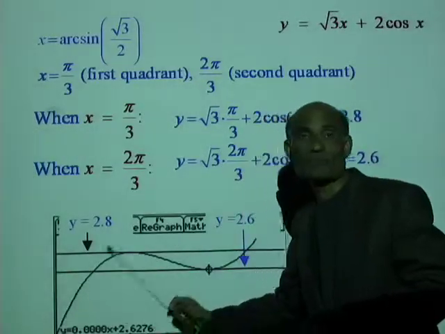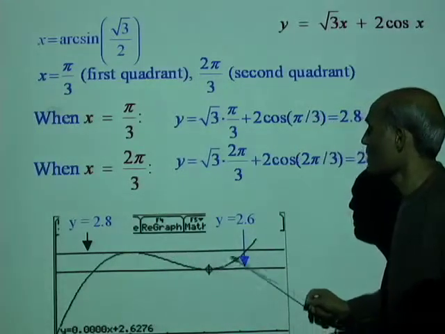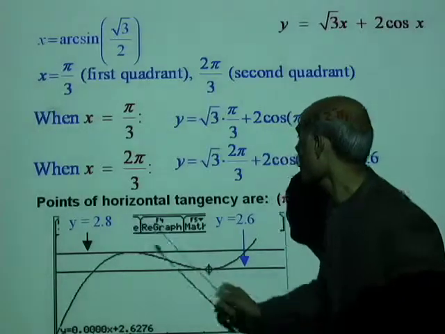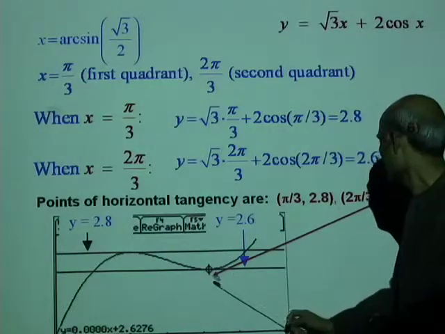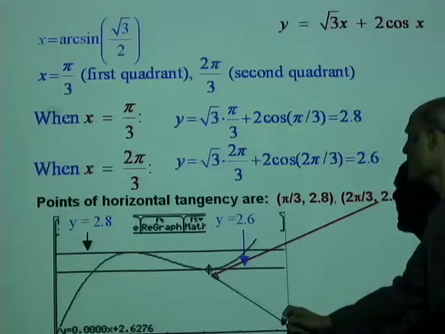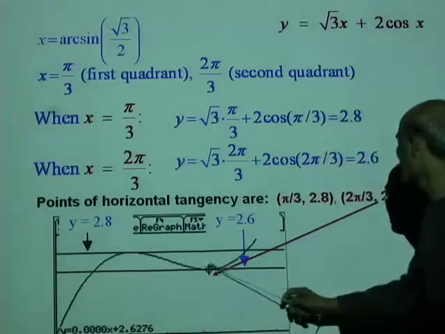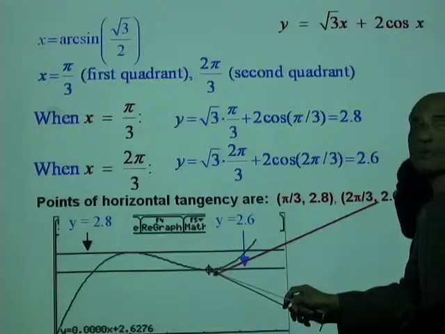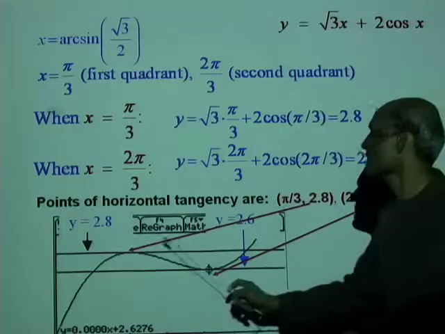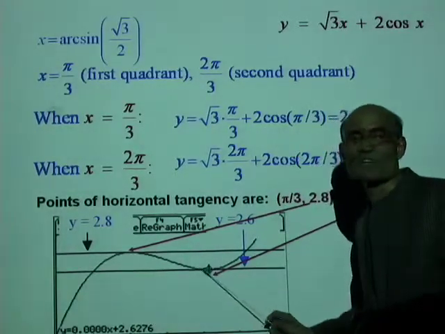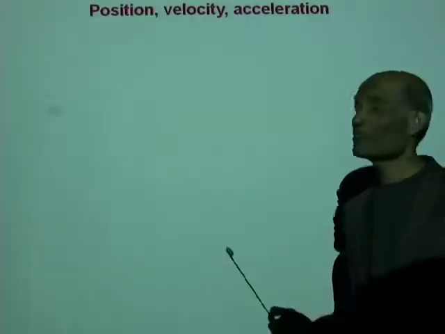Now look at the graph of this function. This is the graph of y equals square root 3 x plus 2 cos x. And the points of horizontal tangency are pi by 3, 2.8. Now, this is the point 2 pi by 3, 2.6. x equals 2 pi by 3, y equals 2.6. That is 1 point of horizontal tangency. And this is the other point, x equals pi by 3, y equals 2.8. You got 2 points of horizontal tangency. Very important type of problems. You must practice this as we go on.